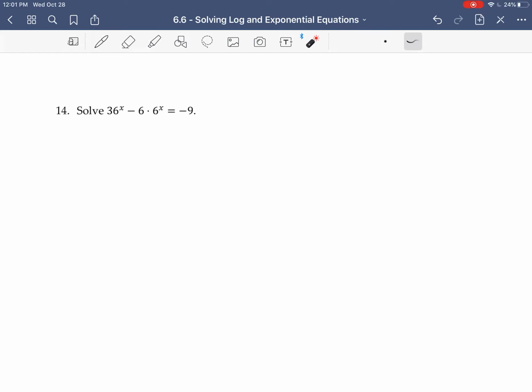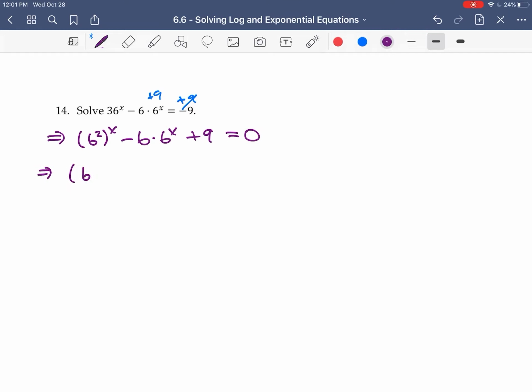So I'm going to move everything to the left. Oops. So I'm going to add 9. And I also know that 36 is 6 squared. Okay, so this is 6 squared to the power x minus 6 times 6 to the x plus 9 equals 0. Okay, so I added 9 to both sides, so it disappeared on the right. Okay, now 6 squared to the power x, I could actually write as 6 to the x, squared.